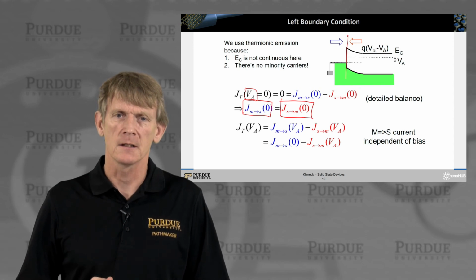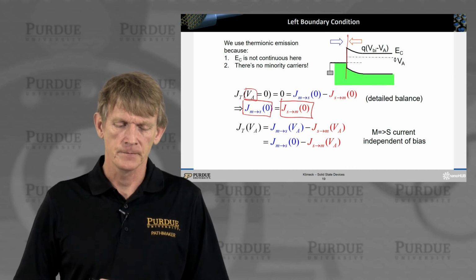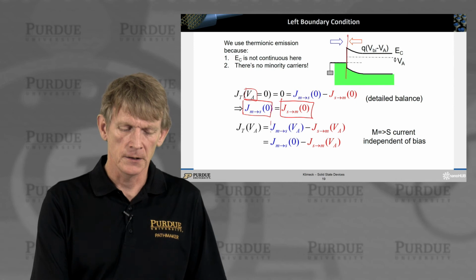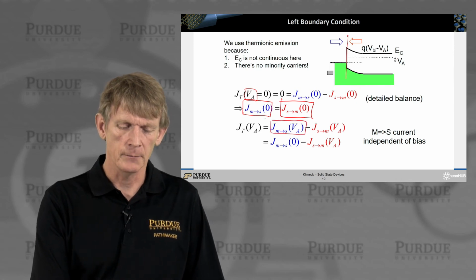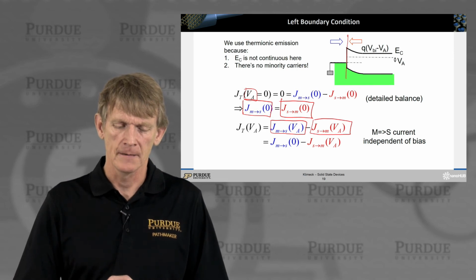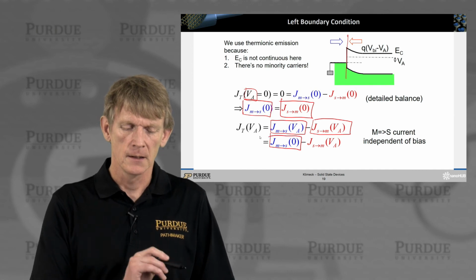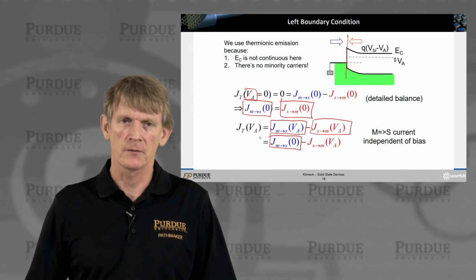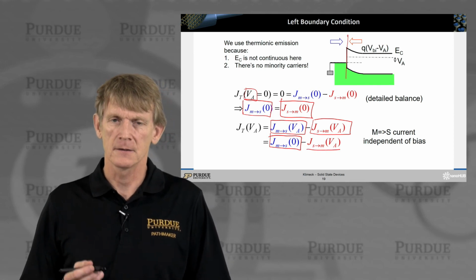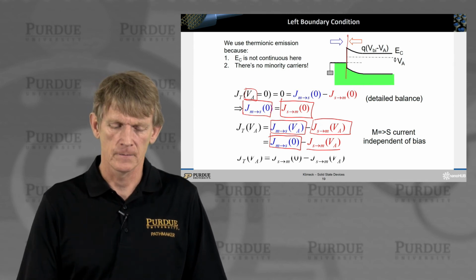We are interested in the current flow at the junction, and we have at applied bias the current flow from metal to semiconductor minus the current flow from semiconductor to metal. This must be the same as, just substituting in, the metal to semiconductor flow at 0 bias minus the one at applied bias, right? The metal to semiconductor electron flow remains independent of bias.